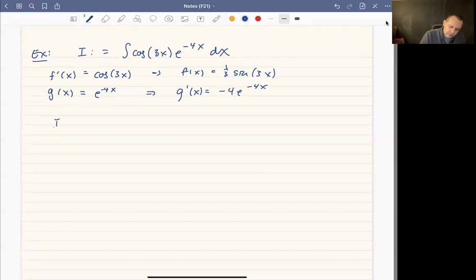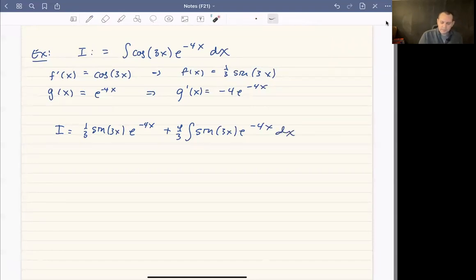So that means that our integral I is going to be equal to f times g. So that's 1/3 sine of 3x e to the negative 4x minus the integral of f times g prime. So that's minus a negative, sorry, 4/3 integral of sine of 3x e to the negative 4x.